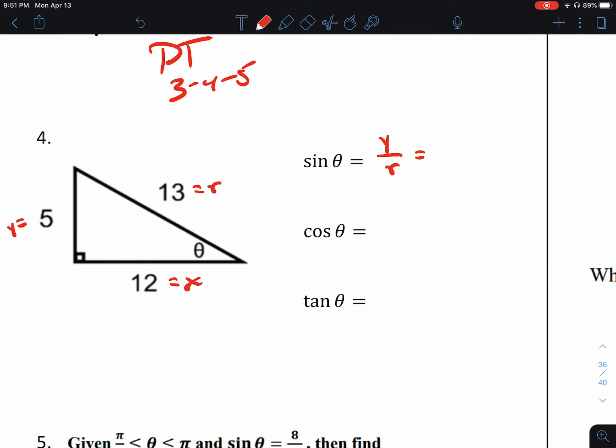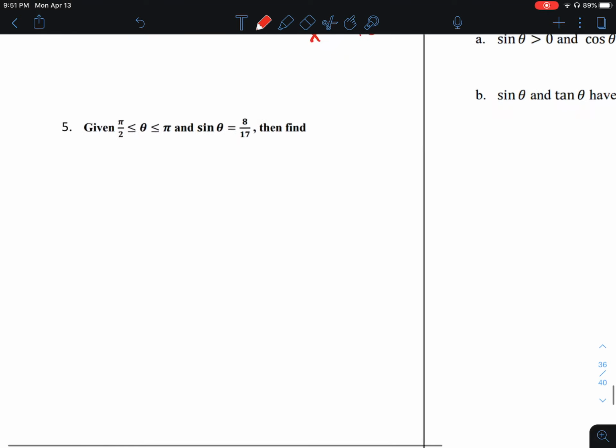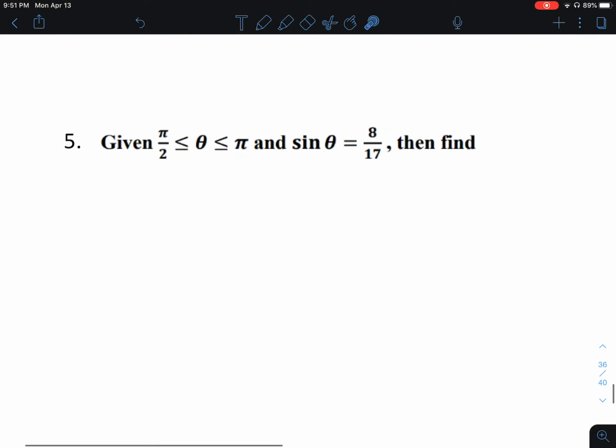Opposite leg over hypotenuse, that would be 5/13. Cosine of theta is x over r, adjacent leg over hypotenuse. Tangent of theta is y over x, opposite leg over adjacent leg. In each case, you're going to be given two of the things, x, y, or r. You just got to find the third with the Pythagorean theorem.